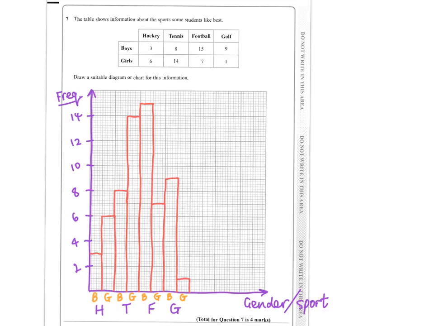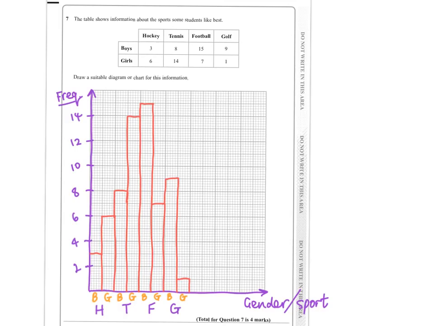And all I've done is split it boy, girl, for each of the sports: hockey, tennis, football and golf. I've labelled that axis here. Then I've labelled this one frequency, and I've gone up in twos: 2, 4, 6, 8, 10, 12, 14. This would be 16 here, so 15 would be halfway. And then I've clearly just put in boys hockey 3, girls hockey 6, and so on for tennis, football and golf.